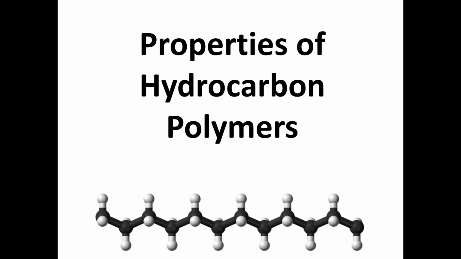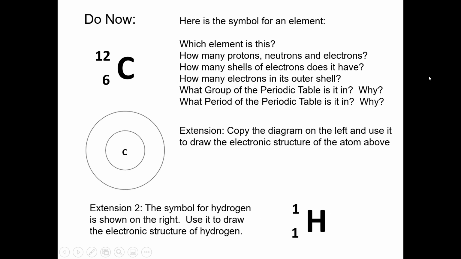The first thing I'd like you to do is a simple do now task. So you may need your periodic table. Ideally, you can do this without your periodic table. So I'd like you now to answer all of these questions about this element. This is the symbol you would see in your periodic table. You would also have a name.